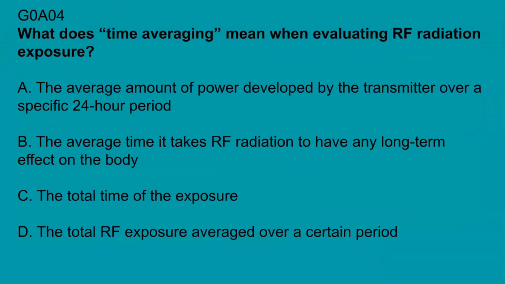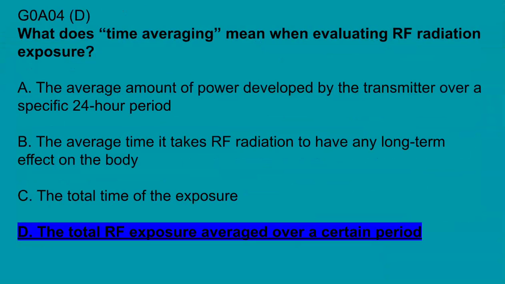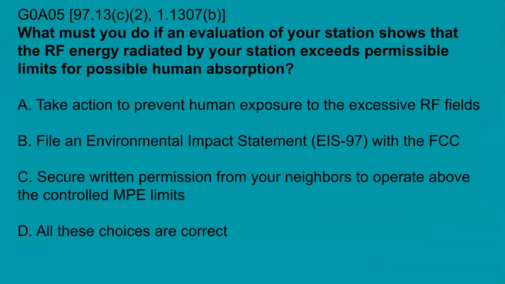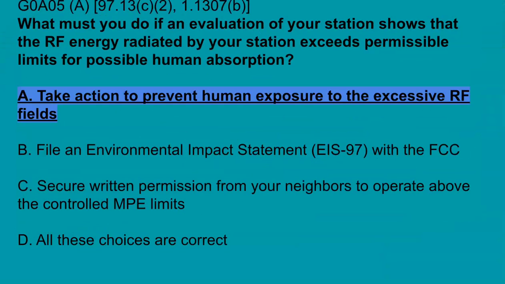G0A04, what does time averaging mean when evaluating RF radiation exposure? That's the total RF exposure averaged over a certain time. G0A05, what must you do if an evaluation of your station shows that the RF energy radiated by your station exceeds permissible limits for possible human absorption? Take action to prevent human exposure to the excessive RF fields.